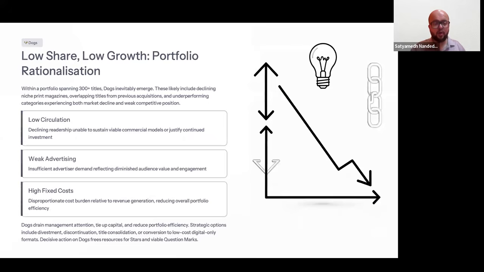And dogs of course are low share products in a low growth market. Inevitably there will be products, say if you have 300 plus titles, there will be magazines which fall under this category, whose circulation is low, which don't even get so much advertising revenue, and fixed costs are high. So these are those magazines which are draining your time, energy, effort, money, but they are not generating returns. You might decide to disinvest or divest from this particular category.